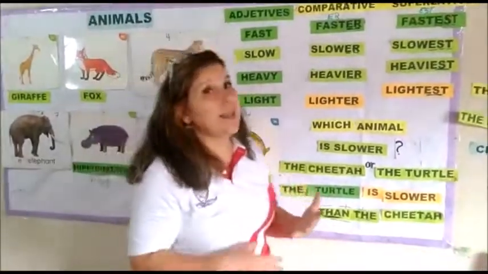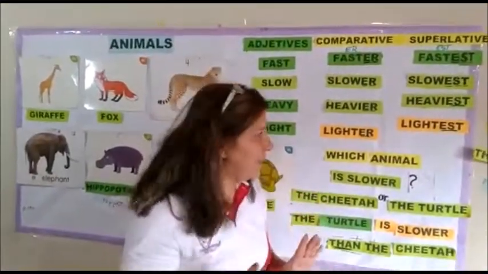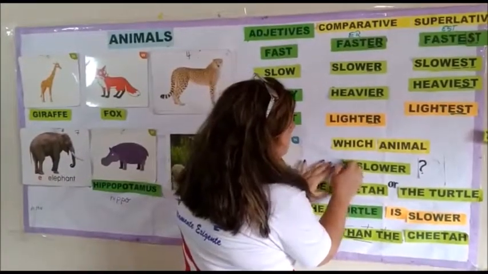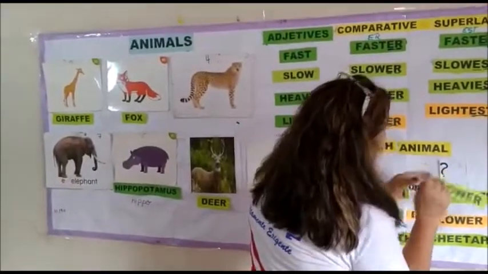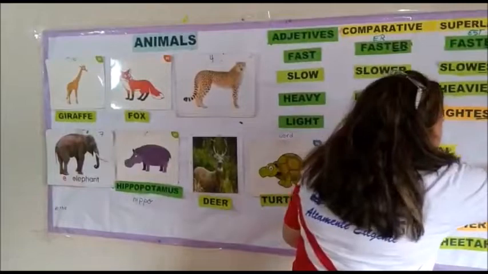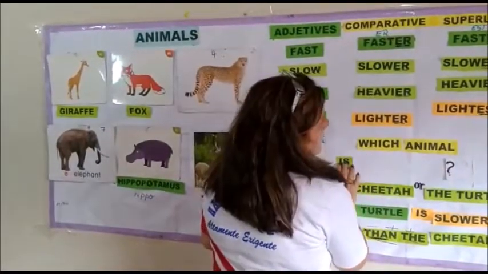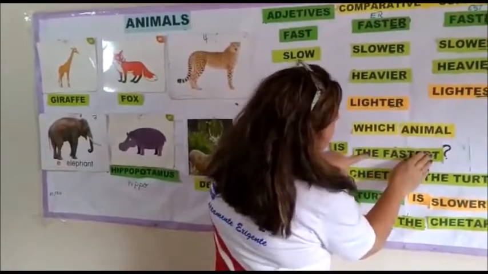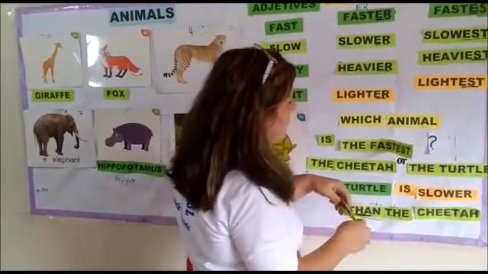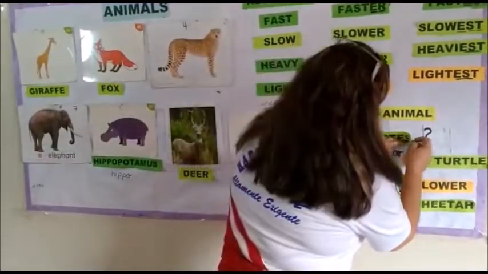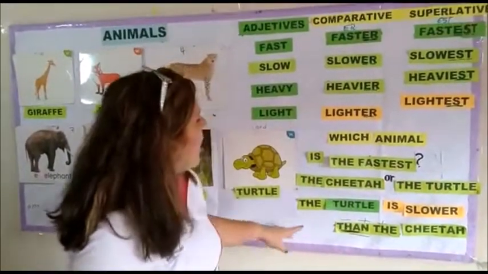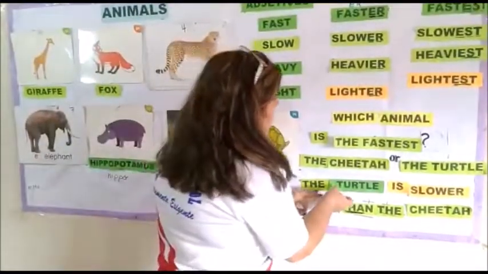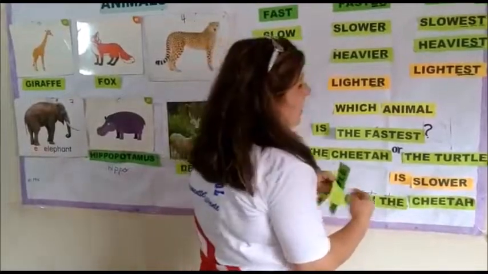Okay, now let's go with a superlative sentence. I'm going to change this. Which animal is the fastest? This is a superlative sentence. Which animal is the fastest? I'm going to put this sticky tag here. The cheetah or the turtle? Okay, let's answer. Definitely the cheetah.